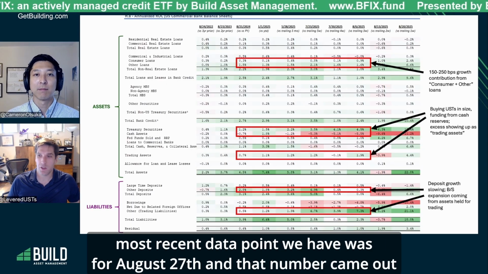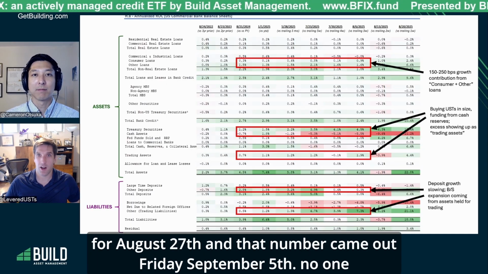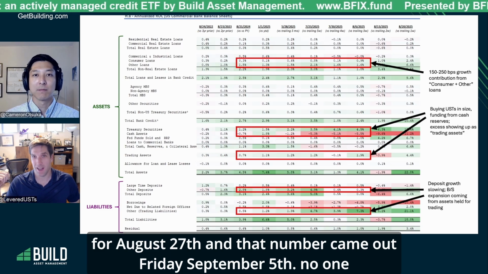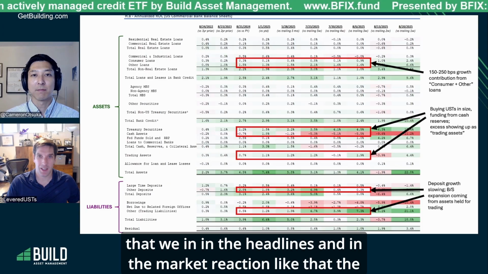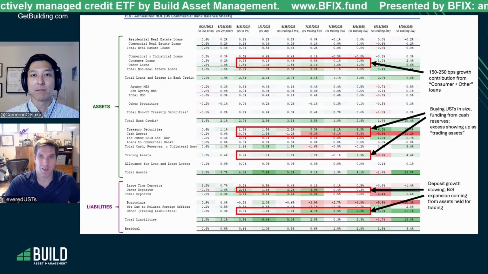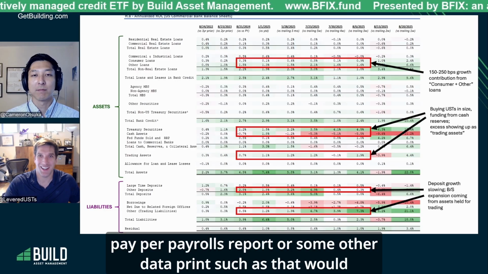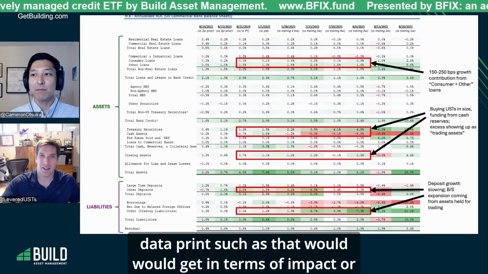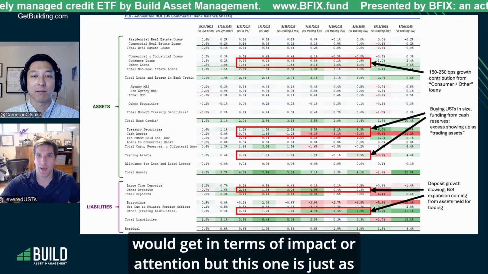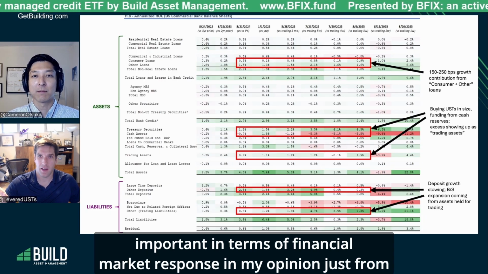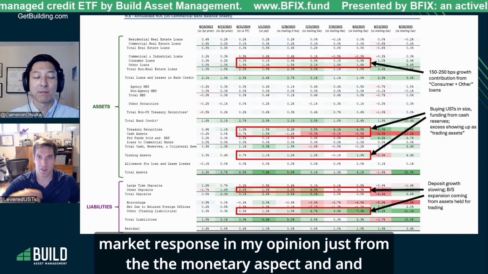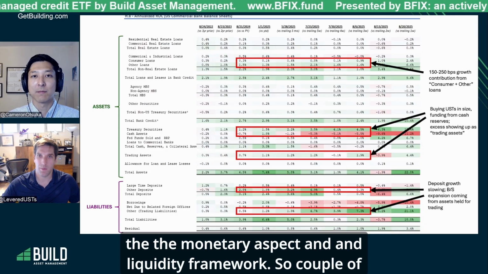So right now, the most recent data point we have was for August 27th, and that number came out Friday, September 5th. No one covers this thing to the same degree, in the headlines and in the market reaction, that the non-farm payrolls report or some other data print would get in terms of impact or attention. But this one is just as important in terms of financial market response, in my opinion, from the monetary aspect and liquidity framework.